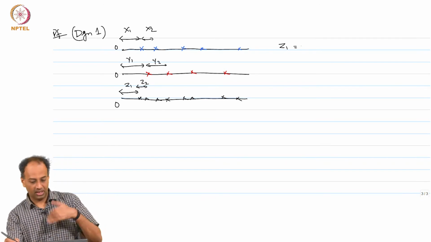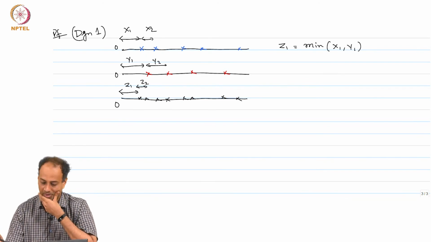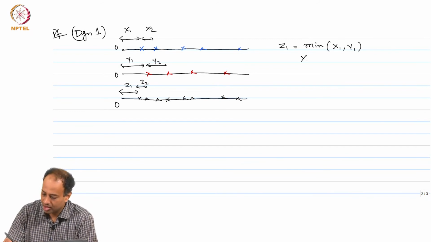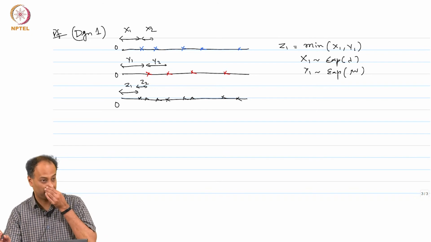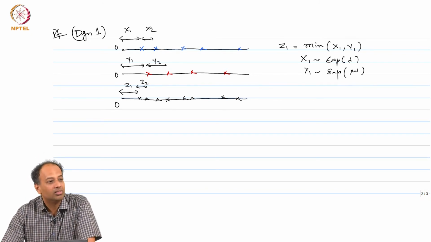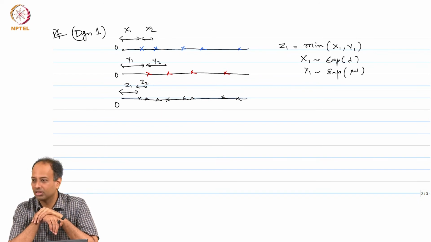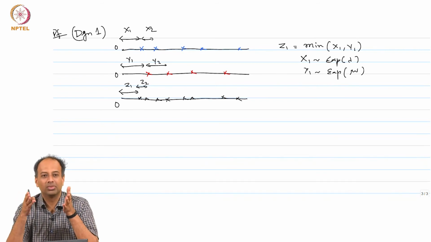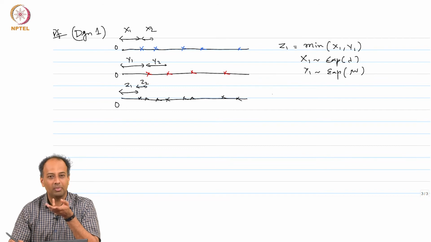So the first arrival in the merged process will simply be at the minimum of x1 and y1, correct. Now, x1 is exponential with parameter lambda, y1 is exponential with parameter mu, that is what I am given, and of course x1 and y1 are independent. You probably know this already, but you can also derive it from first principles, it is not at all difficult, that the complementary CDF of the minimum of two independent exponential random variables is the product of the two complementary CDFs. So essentially you will get that Z1 is also exponential with parameter lambda plus mu.